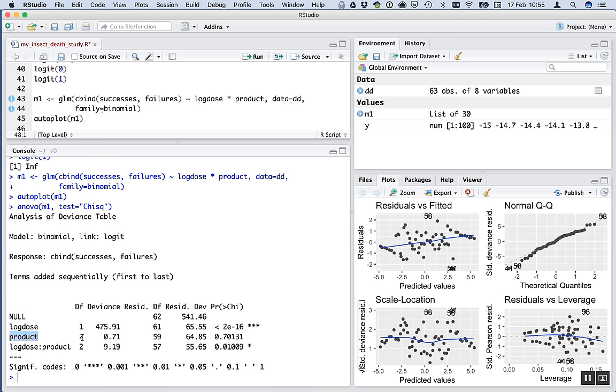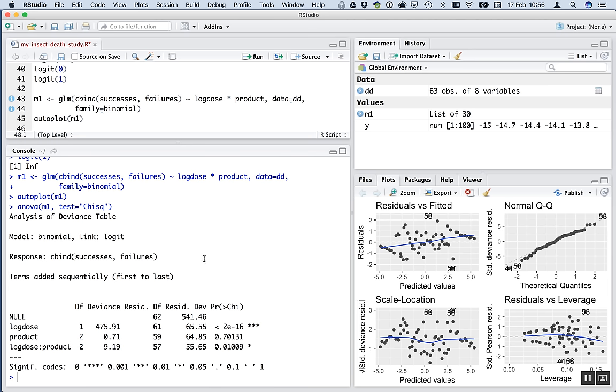Then when product is added to the model, there's only a very small decrease in the unexplained deviance. There's very little deviance explained by product. And so we see this number, what's left unexplained, reduced only by a little bit, and there's no significant increase in what's been explained. Now, this is the interaction term. This is allowing the lines to have different slopes. And we see a reduction in the unexplained deviance of 9.19 units, and this is what we get down to, and this is significant at 0.05. It's not massively significant, but it is at 0.05. So it's moderately significant.